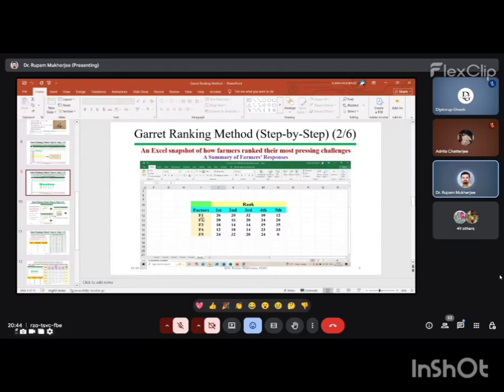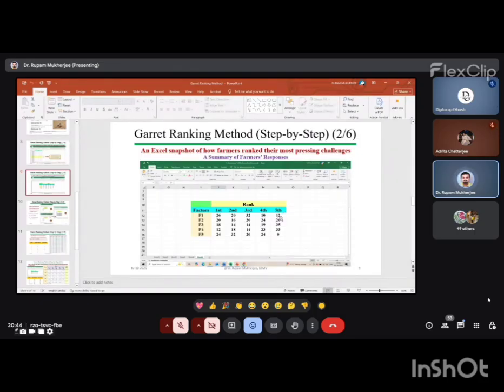The first factor, Factor 1, means weather change, the climate change. That is most important, meaning first rank. That has been mentioned by how many respondents? 26. Factor 1 has been mentioned as the 2nd important one by how many respondents? 20 respondents. In this way, factor 1 has been mentioned as 5th important by 12 respondents.